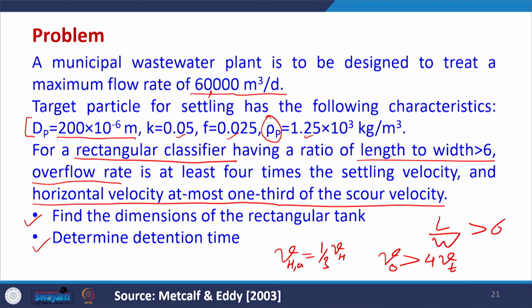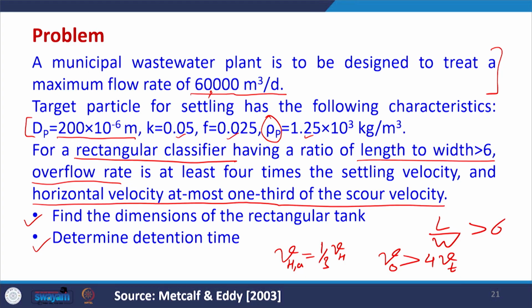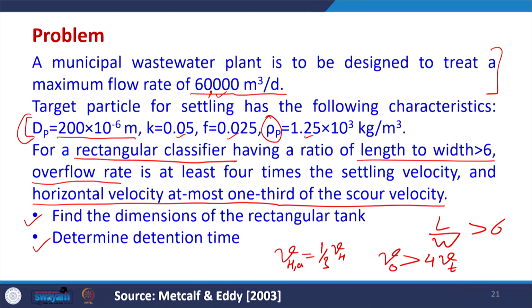In actual conditions, any treatment unit or plant manufacturer will only give this data, 60,000 meter cube per day. So, we have to learn that from the particle size distribution we should know what target particle we should consider. Then from the literature we can find these values or we can calculate them.